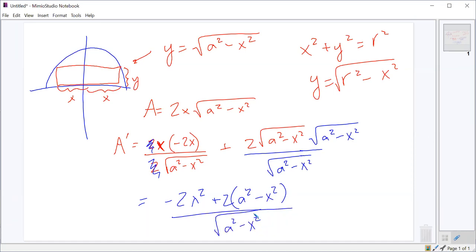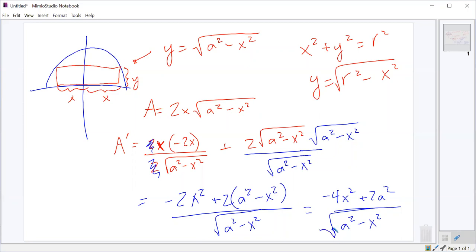Everybody good with that? Yes. Okay. Simplifying that out, negative 2x squared and then minus another 2x squared. So that's a negative 4x squared plus 2a squared over root a squared minus x squared. So there's our derivative.